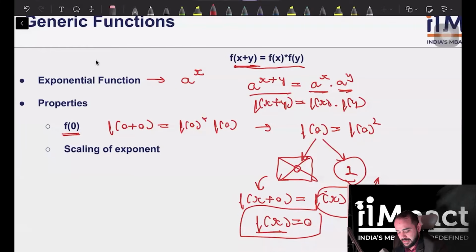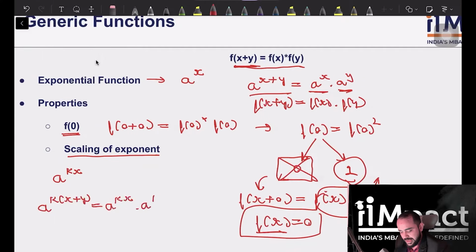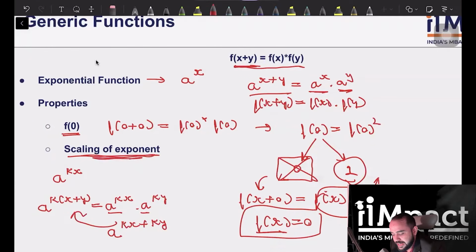Alright, great. Scaling of exponent. Could I write it as a to the power kx? Let's check. A to the power k times x plus y is equal to a to the power kx into a to the power ky. This is same base getting multiplied to each other, so I can make the base common and add the exponents, which will give me the same thing. So yes, I can scale. I should scale. I should write it as a to the power kx. For what reasons? Have we covered those reasons already?